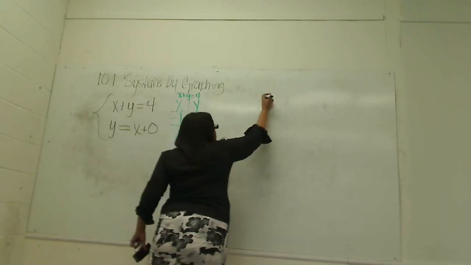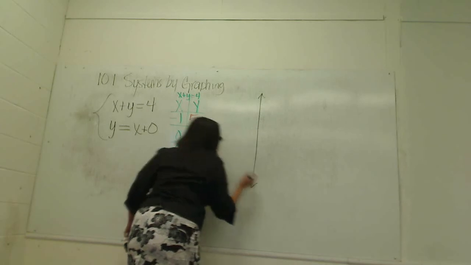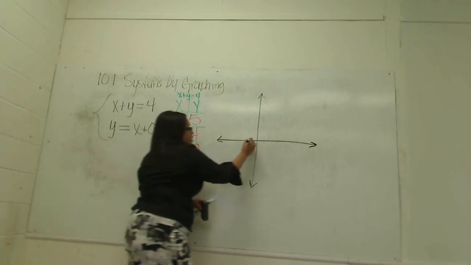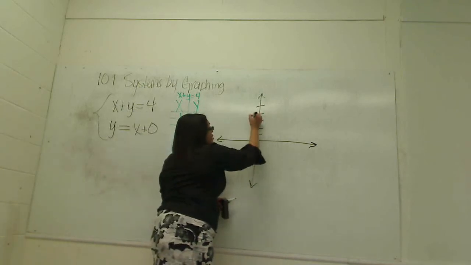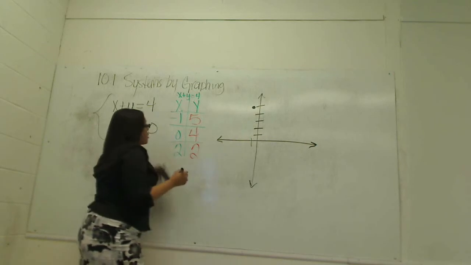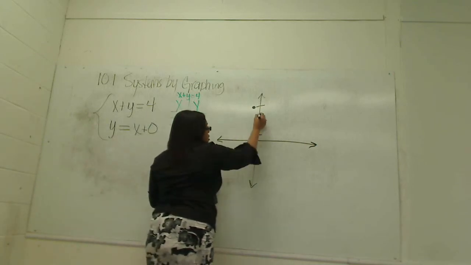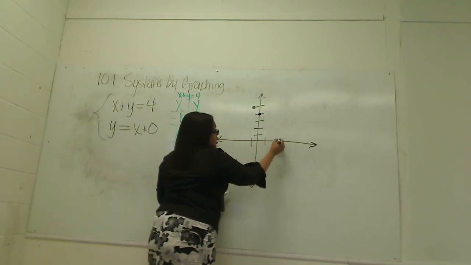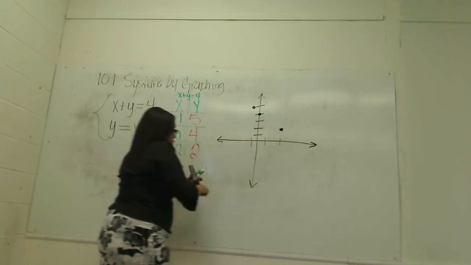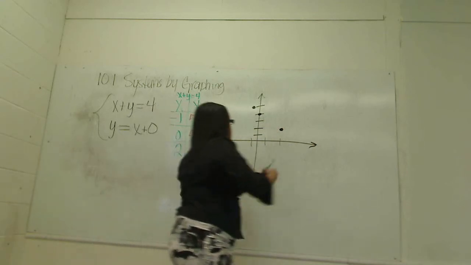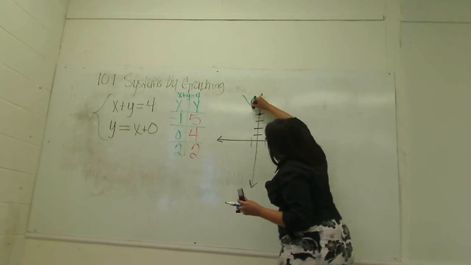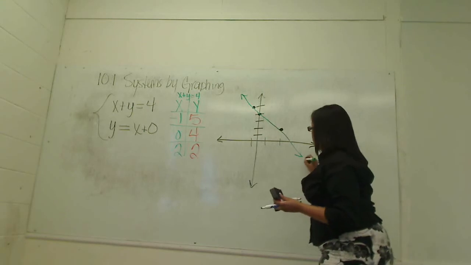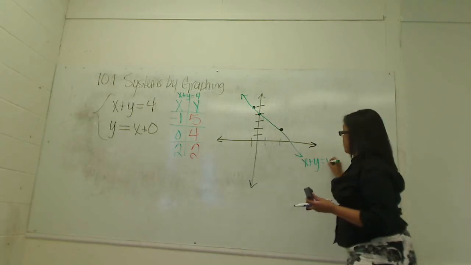Go ahead and draw that one out before I erase it. Alright. Negative 1, 5. Negative 1, 1, 2, 3, 4, 5. 0, 4. 2, 2. 1, 2, and 2. Now I'm going to go ahead and connect the dots just with a different color to keep it separate. Alright. Please excuse my grammar. It's not good. So this is the equation x plus y equals 4.